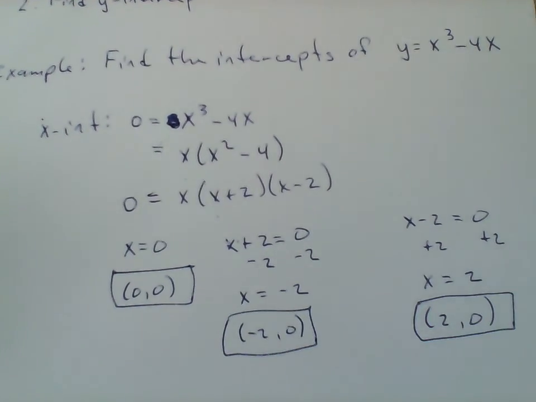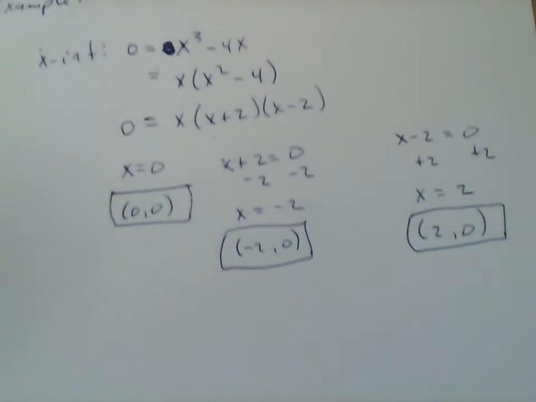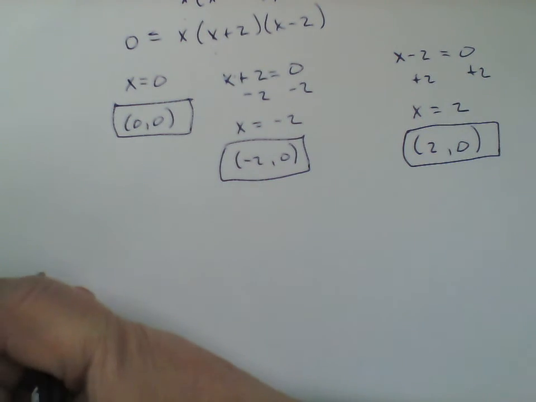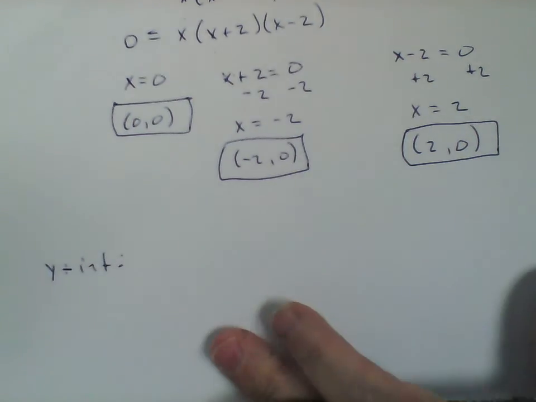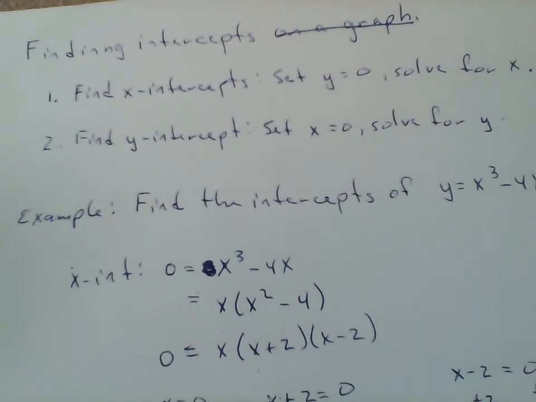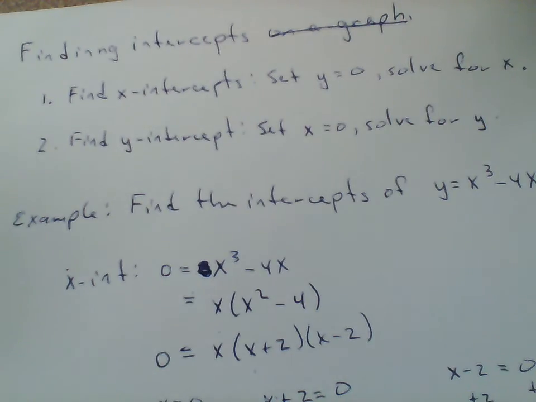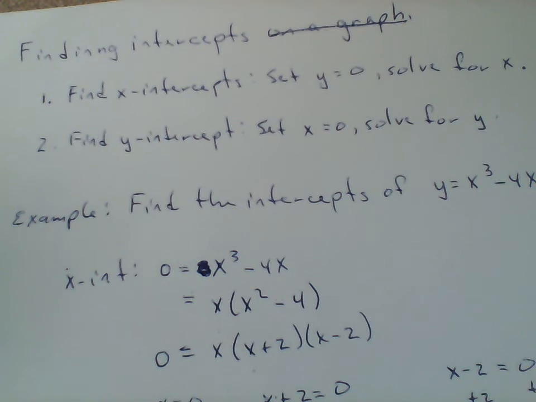But the job is not done yet because it says to find all the intercepts. So now we also have to use the same equation to find the y-intercept. In the same respect that we set y equals 0 and solved for x to find the x-intercept, we're going to do the same thing to find the y-intercept. This time we're going to set x equal to 0 and solve for y. So here's our equation: y equals x cubed minus 4x.